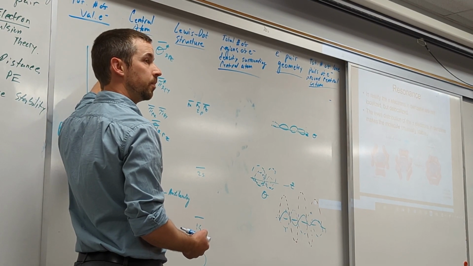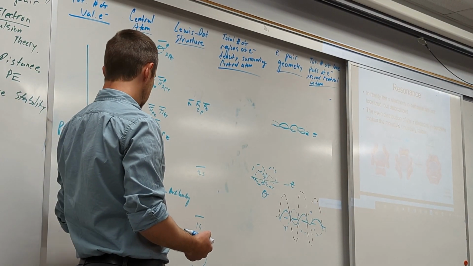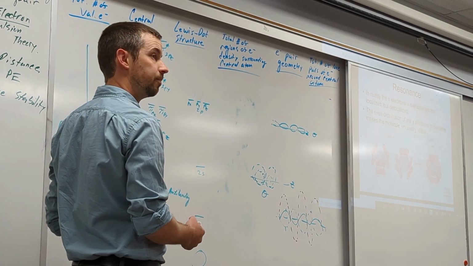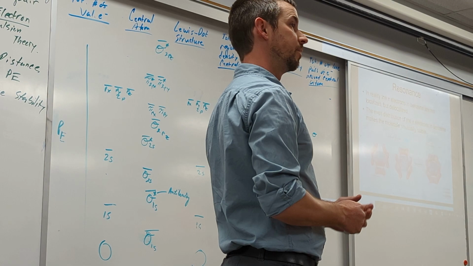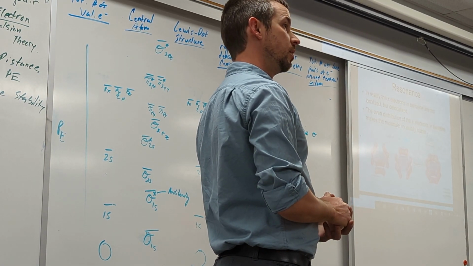Because it breaks the rest of it. What do you mean? Maybe if it's deconstructive along the sigma line, then the pi lines can't form.